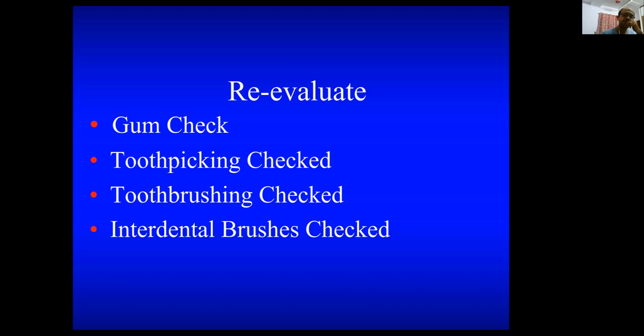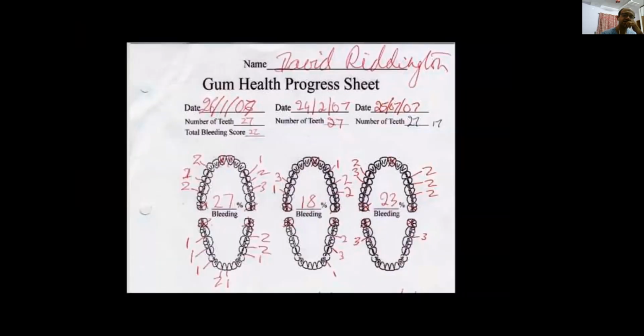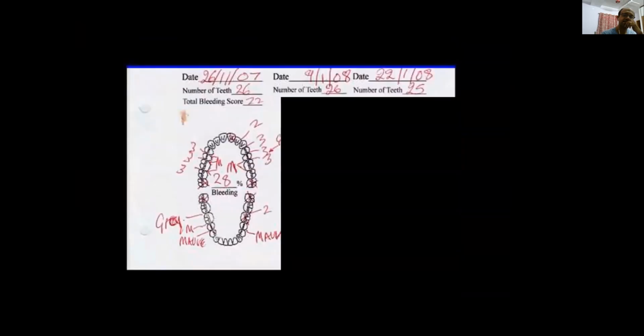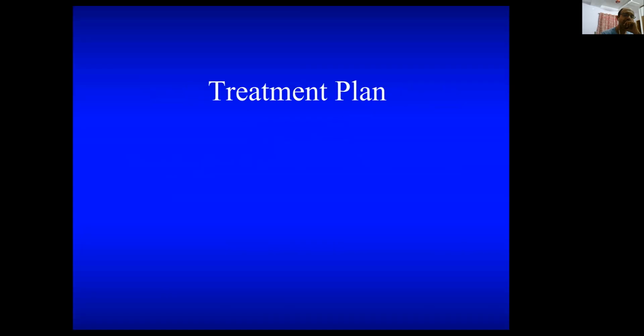Then I reevaluated him, and he hasn't really changed his bleeding very much at the moment. I made a note on his bleeding index sheet where he's using the different brushes, so that would remind me where to check.